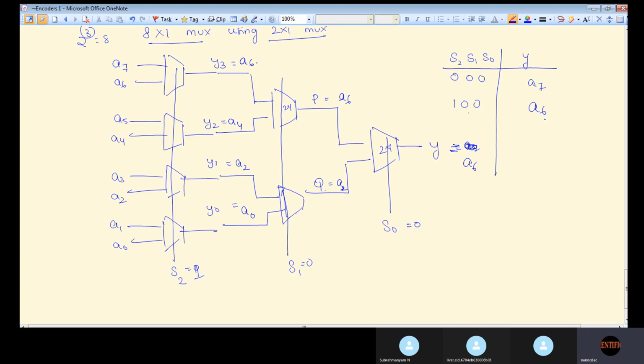Understood? Tell me another combination. Which combination will we take? 3 ones. 3 ones. Okay, right. You should be able to say this easily. The output is also 3 ones, right? What output comes then? Here A6, A4, A2, A0 are there. Here it will be A4. Here A0 comes. A4 and A0, you will get A0. 3 ones means A0. Like that you can analyze for all the combinations.